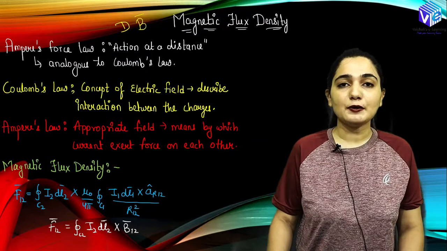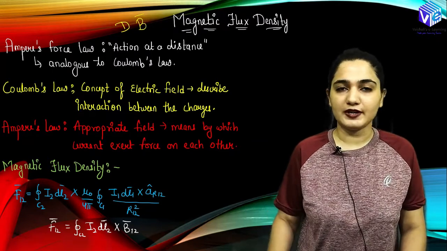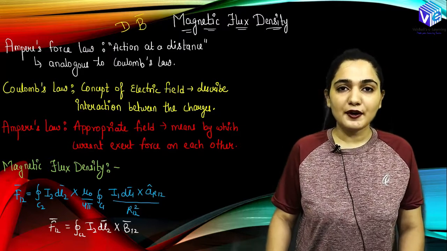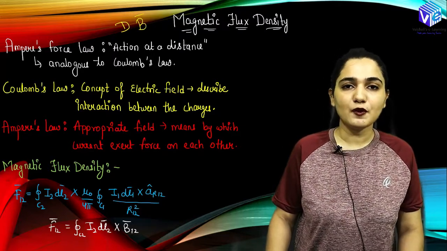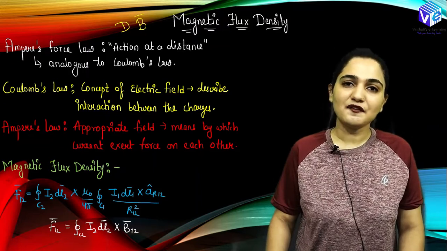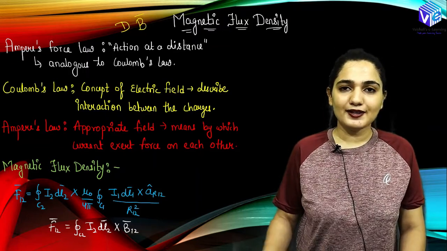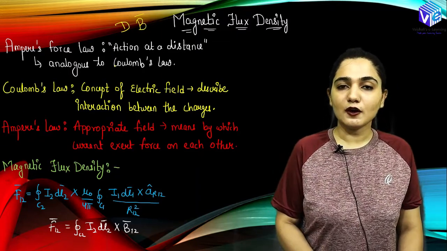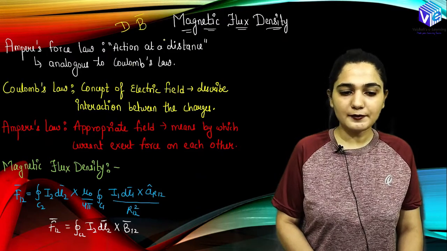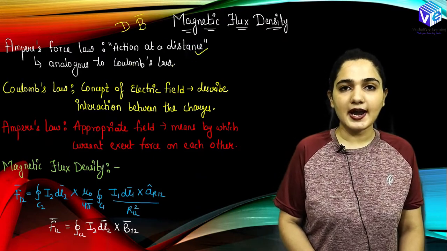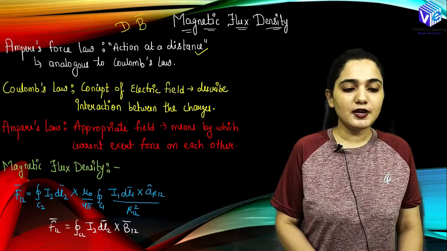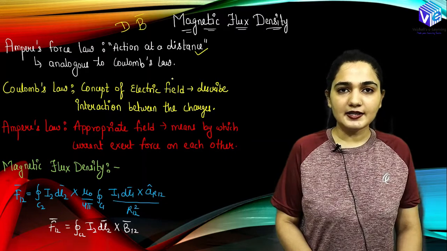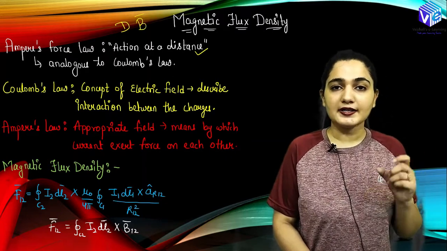How did we find the electric flux density? From the electric field. And how were we finding the electric field? From the force. So here also we have the force, and from the force we can find the magnetic flux density, right? In the same manner we are going to proceed. Here Ampere's force law is analogous to Coulomb's law, and it gives me the action at a distance, right? Coulomb's law gave me the concept of electric field.